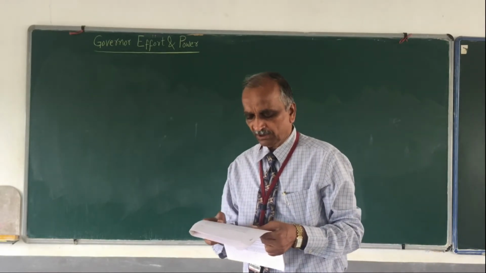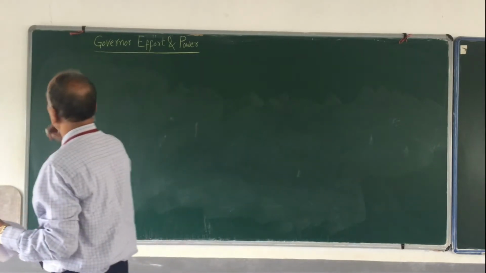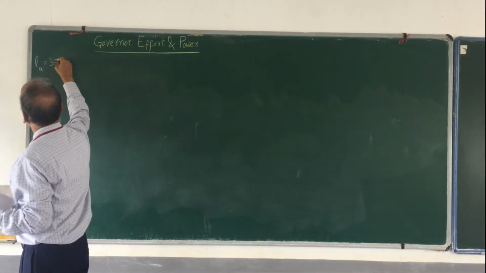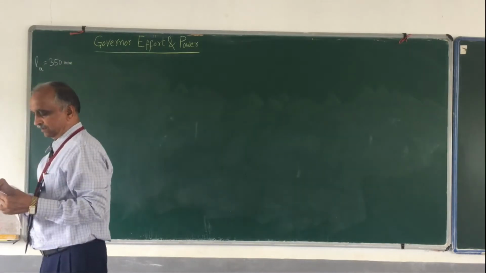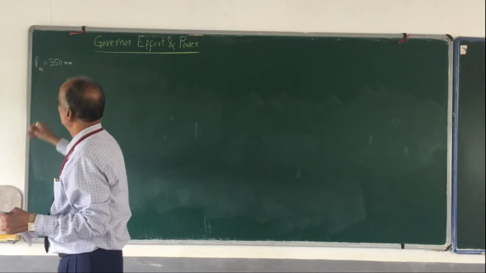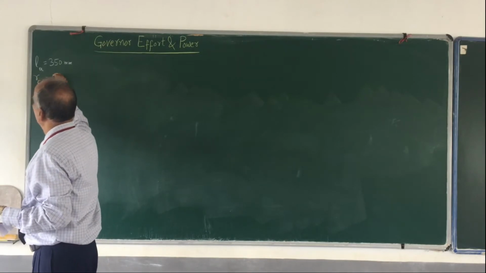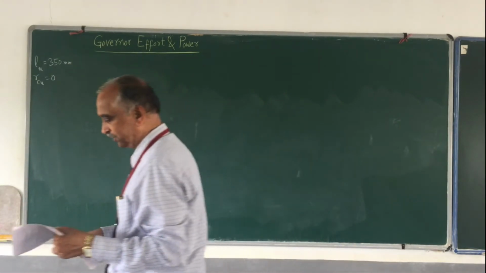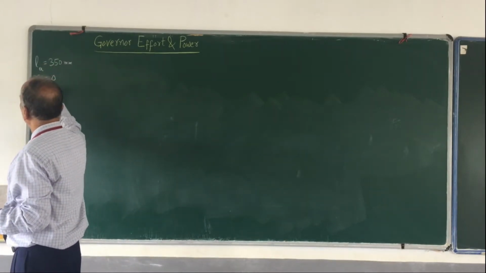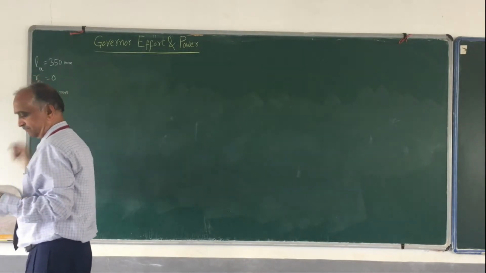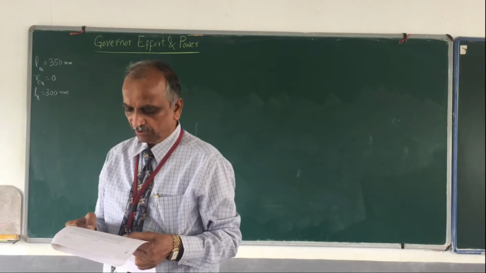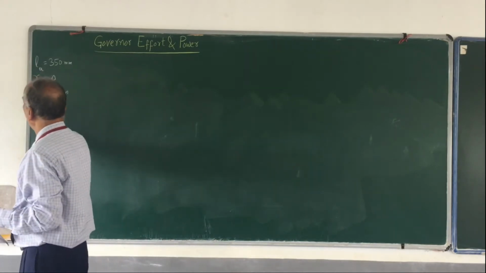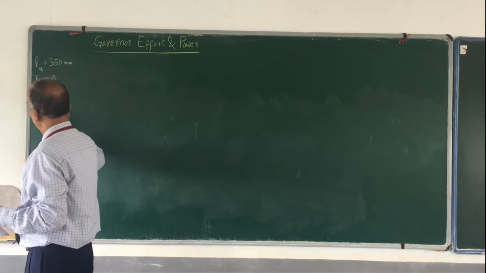The upper arms of a quota governor have length 350 mm. So let's write down the data. LU is 350 mm. The arms are pivoted on the axis of rotation, therefore RCU is 0. The lower arms have lengths of 300 mm, so LL is equal to 300 mm, and are attached to the sleeve at a distance of 40 mm from the axis. So this 40 mm is nothing but RCL.